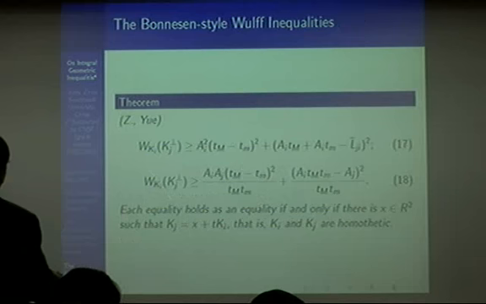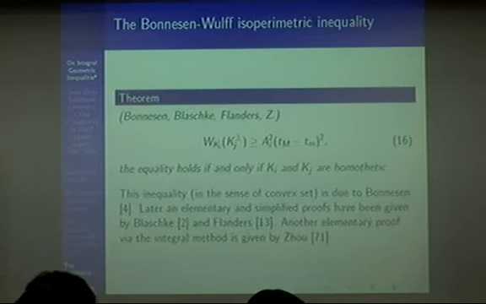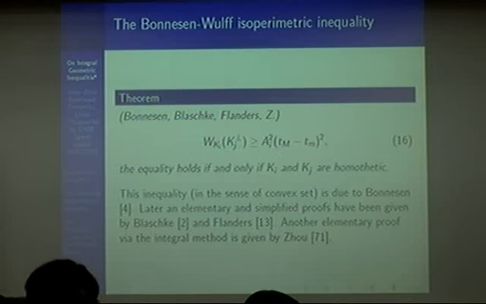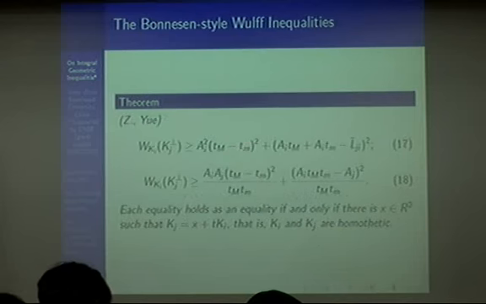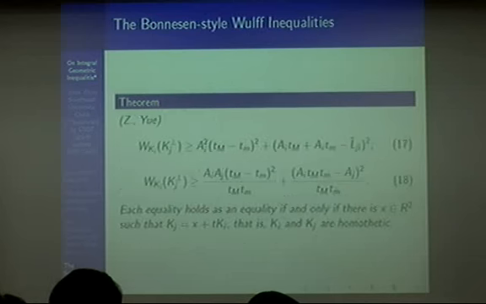Okay. Yue is one of my students. We just wish we get more. This one is a better improvement. See this one here. This is by Bonnesen, Blaschke, Flanders. This is the best we had before. Then we find, okay, we can have something more here. So this is an improvement of this one. Okay, so we have this here, we have here, and we also have this, and each holds as an equality if and only if there is x, that means Ki and Kj are homothetic.